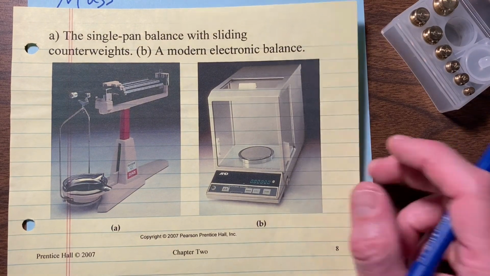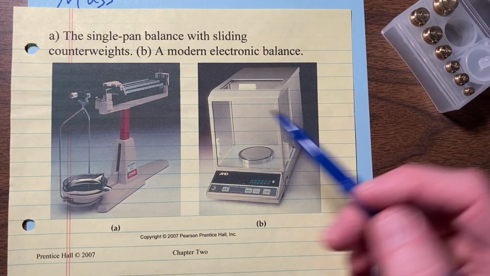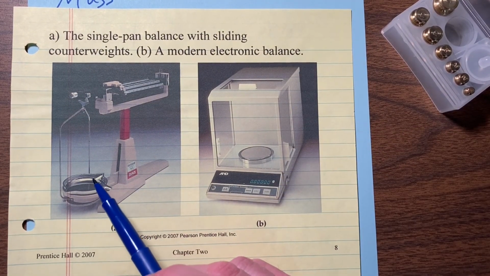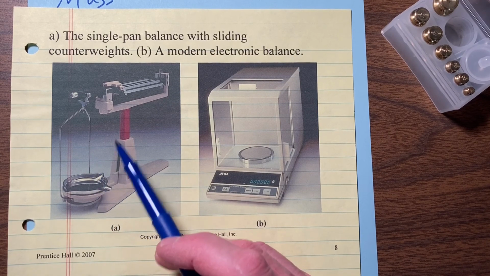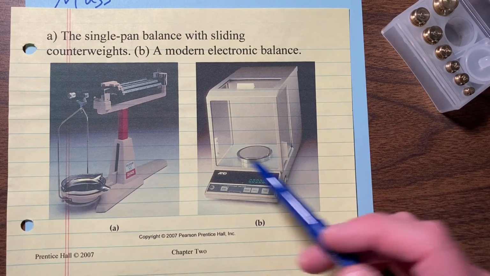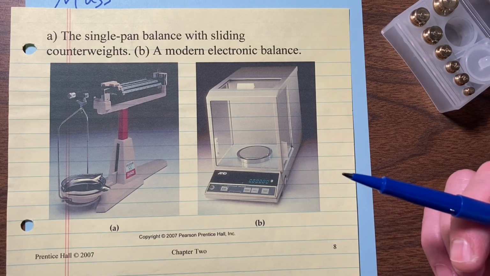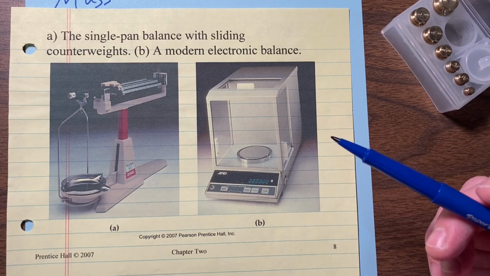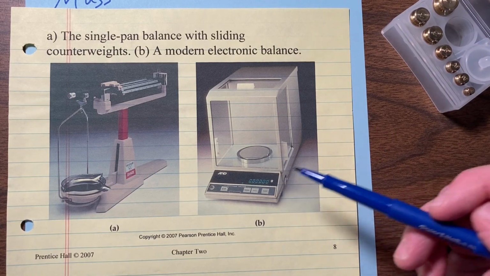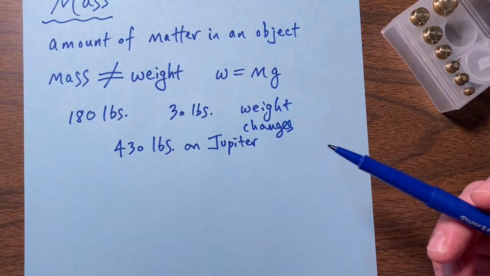We measure mass in lab with the balance. It's either what's called a triple beam balance, but the more useful ones are the digital balances that are precise to anywhere between 2 and 4 decimal places. So these are electronic balances, much more useful to us. We just read the mass directly from the display.